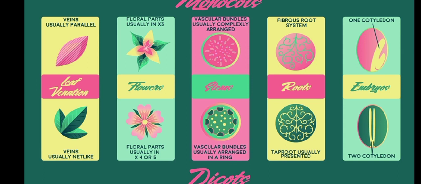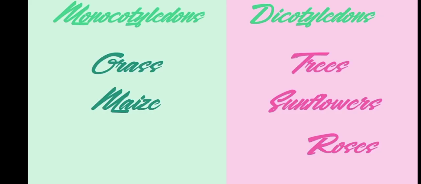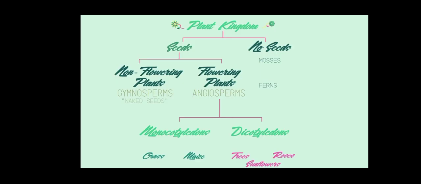There are other differences as well, but we don't need to worry too much about them at this stage. Grass and maize are examples of monocots, whereas trees, the sunflower and roses are examples of dicots. So there we have some of the ways plants are classified. You need to remember that non-flowering plants are called gymnosperms and have naked seeds, and flowering plants are called angiosperms, which can be separated into monocots and dicots.